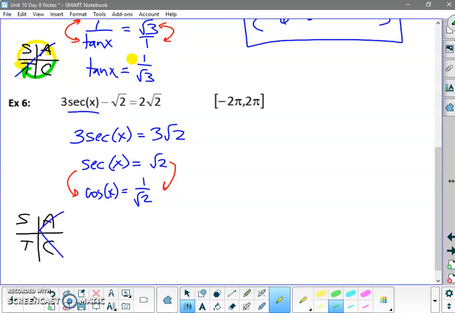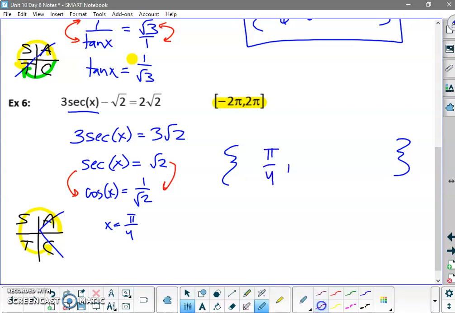So now, look at our domain from negative 2 pi to 2 pi. I need to know where cosine is 1 over radical 2. I think you guys understand by now that's going to be pi over 4, 45 degrees. So let's start talking about our angles, and I'm going to bring back that very first example we did. From 0 to 2 pi, I'm going to have pi over 4, and I need that in the fourth quadrant, which will be 7 pi over 4. So I've got pi over 4 and 7 pi over 4.